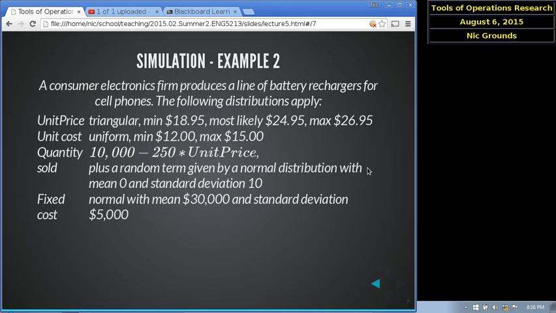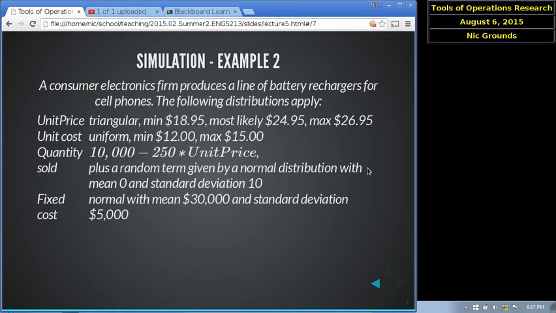And then finally, there are some fixed costs. We have to pay for the facility we use to make the battery chargers, or maybe we pay for the retail space in which we sell them, and so forth. And that fixed cost, fixed not in the sense that we know exactly what it is, but fixed in the sense that it doesn't matter how many we sell or for how much. So that fixed cost is uncertain, but it's normally distributed with a mean of 30,000 and a standard deviation of 5,000.